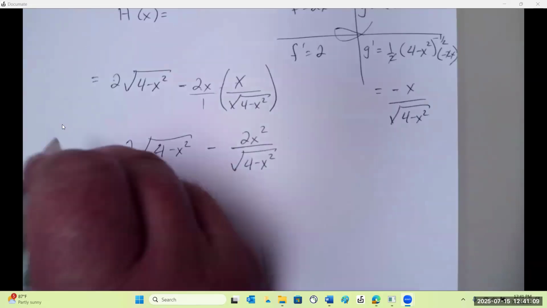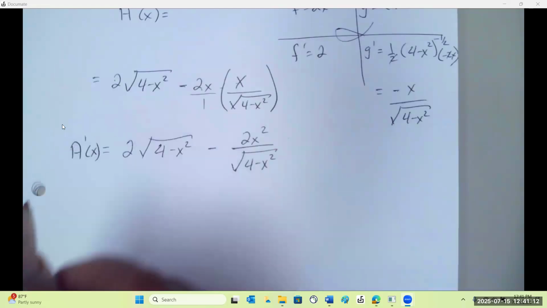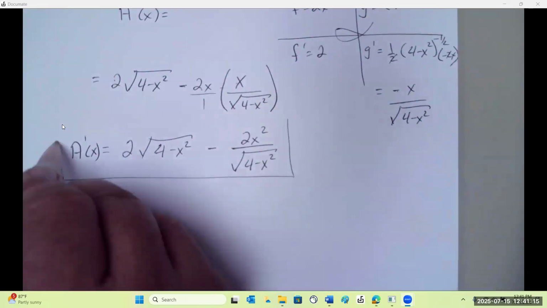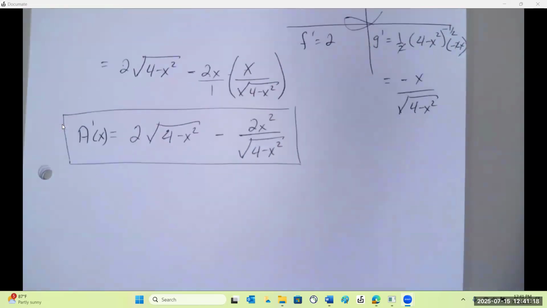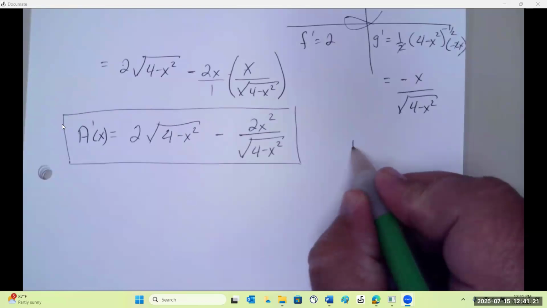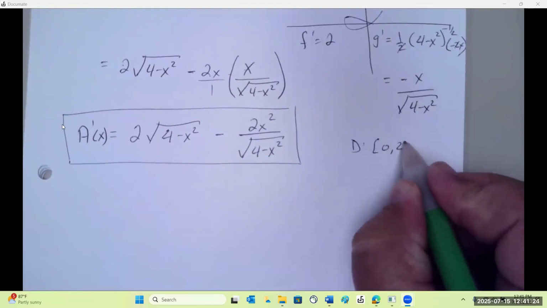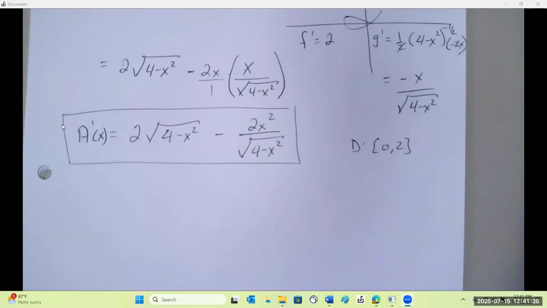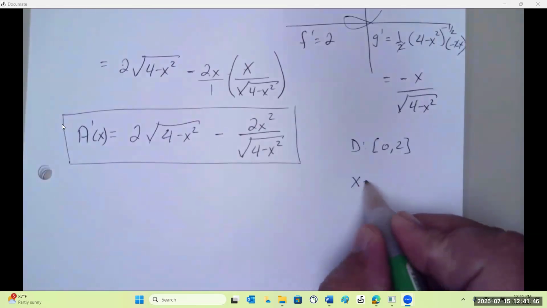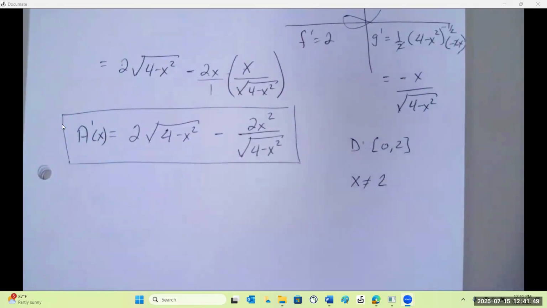What do we know about this equation? This is my first derivative. Do we have any restrictions? Remember, our domain earlier was between 0 and 2. What do you notice about this now? What value can you not use here? Yeah, so x cannot equal 2 because it'll make the denominator undefined.